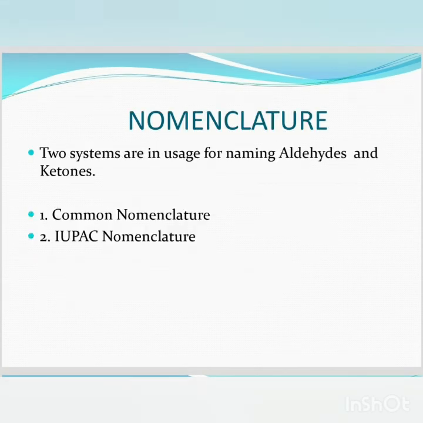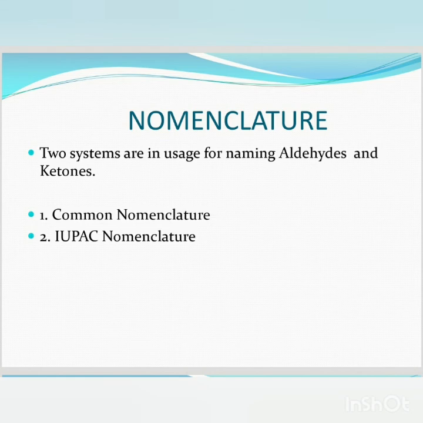Next is the nomenclature of aldehydes and ketones, or carbonyl compounds. In this nomenclature we have two systems, that is common nomenclature and IUPAC nomenclature. In the last class we learned about the abbreviation of IUPAC. Do you remember it? Yes, that is International Union of Pure and Applied Chemistry.